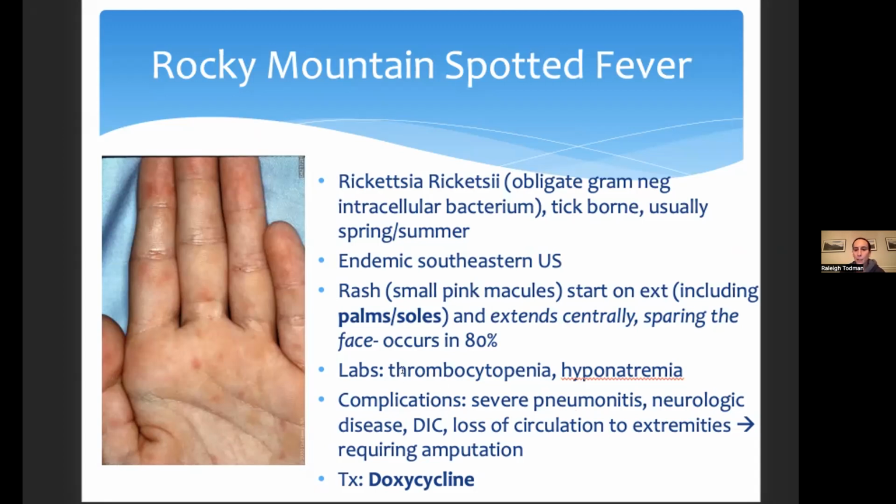You'll have small pink macules that start on the extremities, including the palms and soles, which is an important piece of history. And then it extends from there inward, which is, again, a specific evolution that spares the face. And that's 80% of people have that exact type of progression. Blood work will be notable for low platelets and low sodium. So important to keep this in mind when you see this rash and check those things. And then some of the complications can be pretty severe, including DIC and requiring amputation and circulatory issues. So definitely want to check these things and keep it in mind. And the treatment is doxycycline.